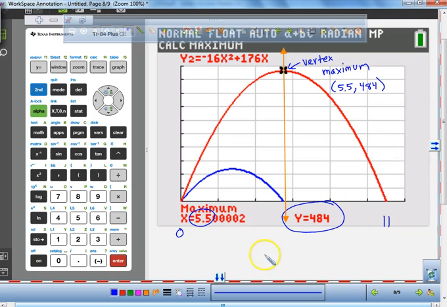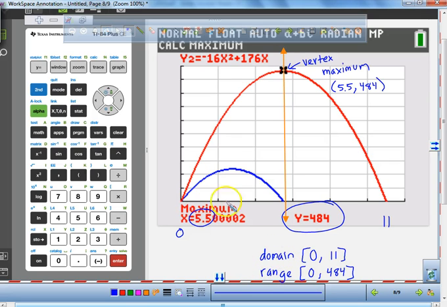484. Okay? So if it says, what's our domain? Our domain started at 0, and it went all the way to an 11. But what was our range of our problem? The lowest height was 0, but it went all the way up to what? 484 feet. So that's the domain.